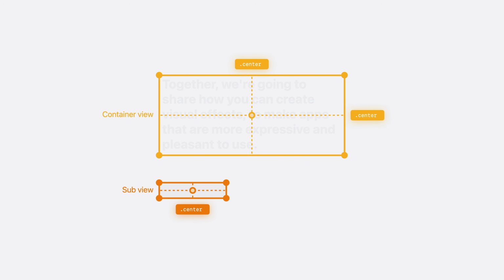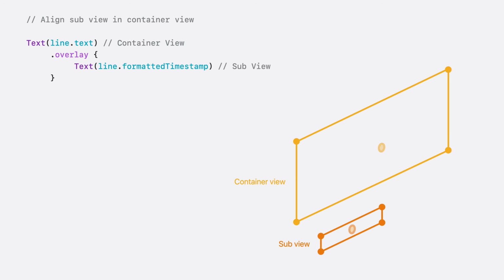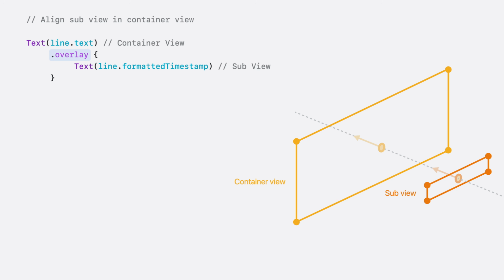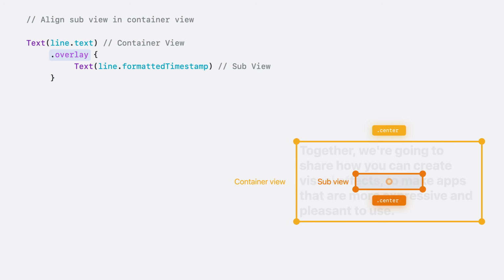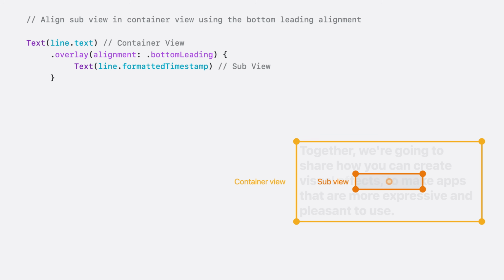First, let's talk about alignment. Every view has alignments. Think of it as the point the layout system uses to position the view, and it's defined by both axes. When I place the subview in the overlay container, the layout system aligns them using the default center alignment. Think of it like a pin punching through both views, so it holds them together at each view's alignment point. I change the overlay's alignment to bottom leading.